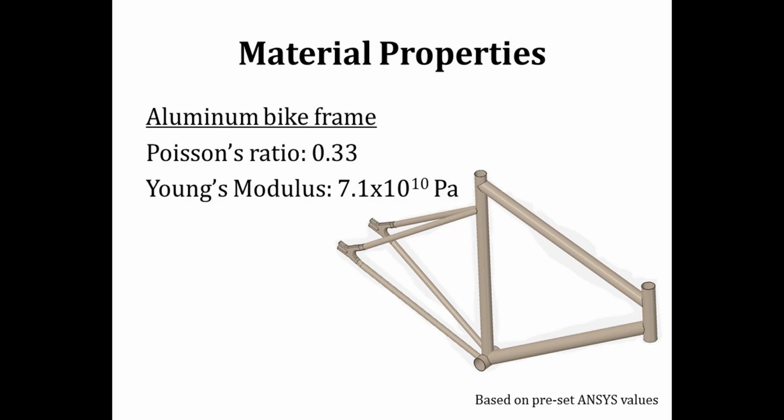Within AIM, materials are defined using Poisson's ratio and Young's modulus. Within this problem, we will be simulating an aluminum bike frame. Aluminum has a Poisson's ratio of 0.33 and a Young's modulus of 7.1 times 10 to the power of 10 pascals.